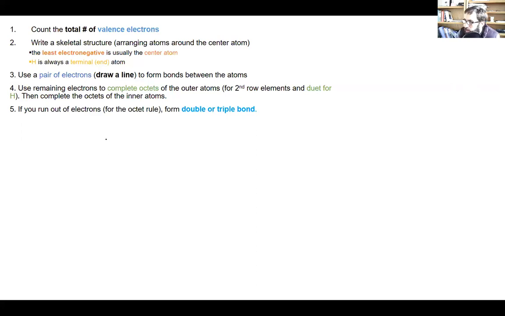Next one I wanted to do was CH3COO minus. So kind of a bigger one, but fundamentally everything's the same here. Let's see. This is actually acetate. It's the ion of acetic acid, which is what vinegar is. Okay, vinegar is 5% acetic acid in water.